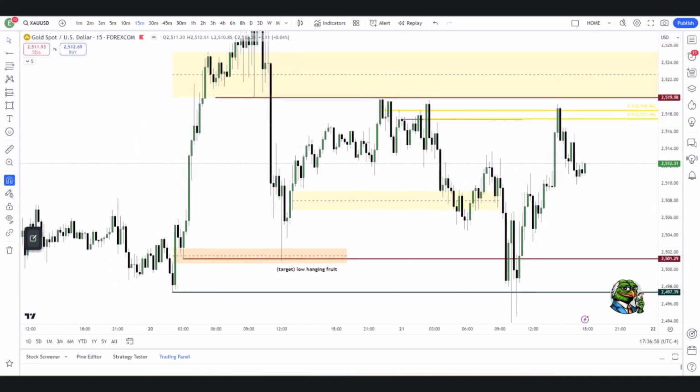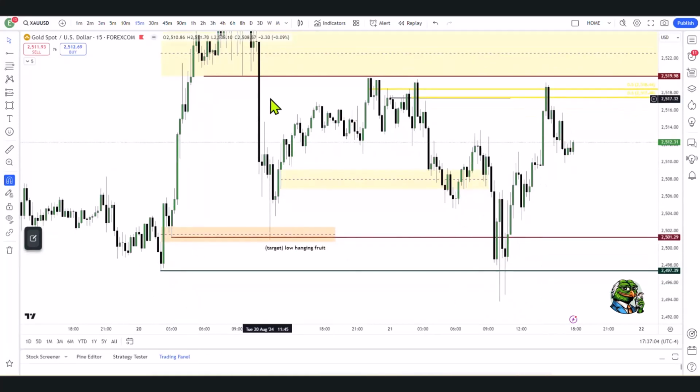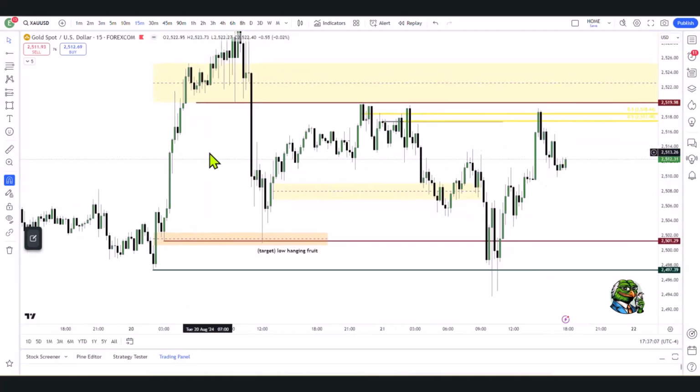Let me see where they were. You can see that's a dump for the pump, and that's where the market has come back down to stop out anyone that hasn't taken profit. So this is why it's so important to take profits if you are long.